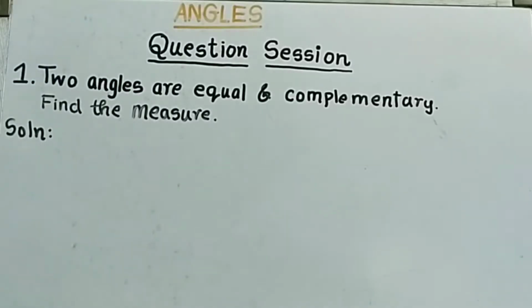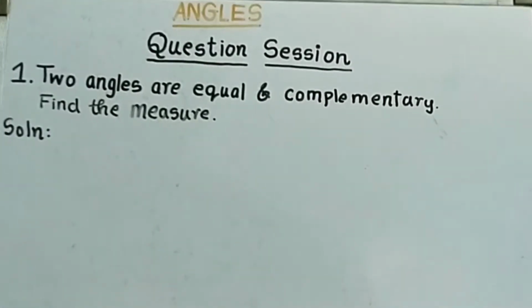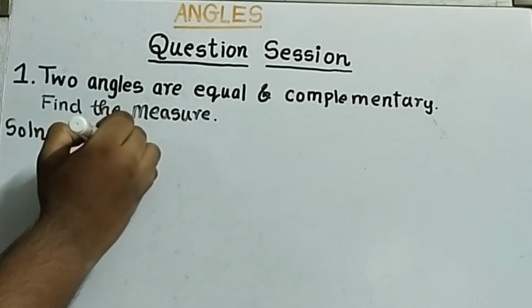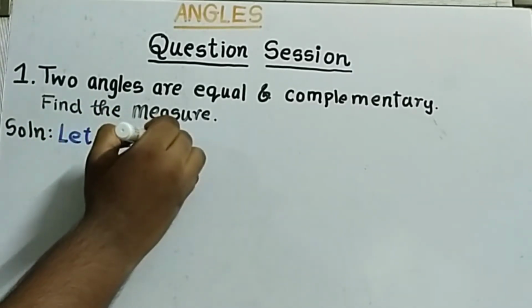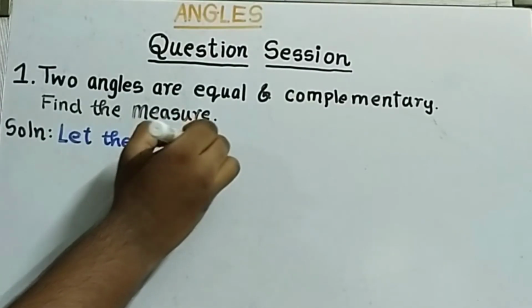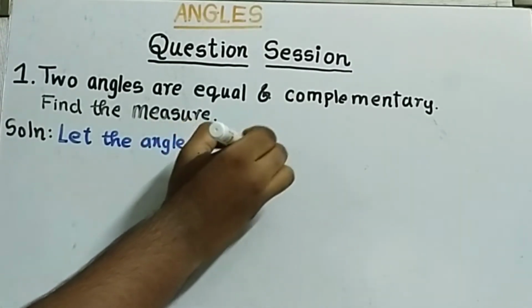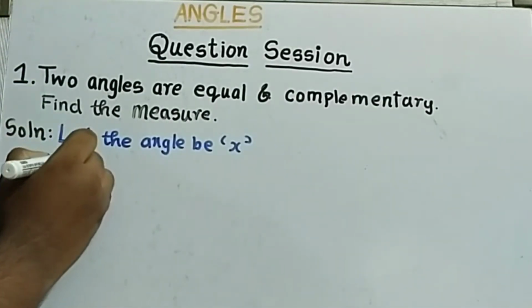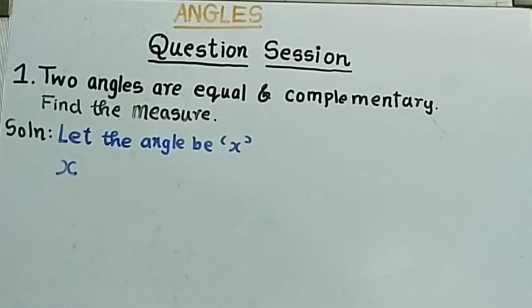So here is our first question. Two angles are equal and complementary, and we have to find their measure. So first we should know that the two angles are equal and they are complementary. Let us take our angle as x. Let the angle be x. So our angle is equal to another angle, which means there are two angles which are equal.